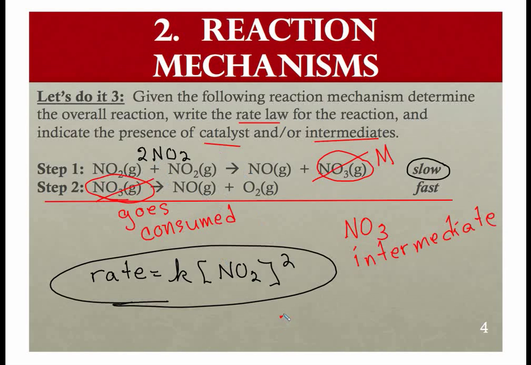If we wanted to go ahead and add this up, you just bring down what's remaining. I have 2 NO2s that aren't crossed off, yield 2 NOs that weren't crossed off, and I have an oxygen that wasn't crossed off. Okay? Now, these are a little tricky. You'll have plenty of time to work on them between WebAssign and AP.